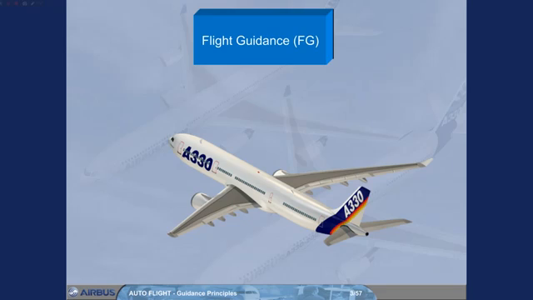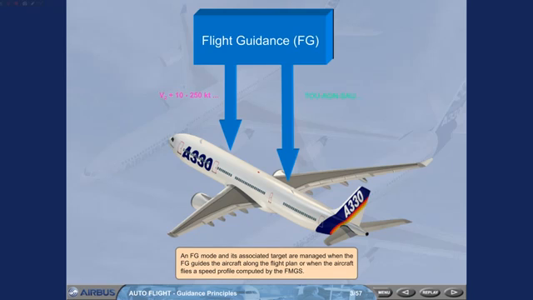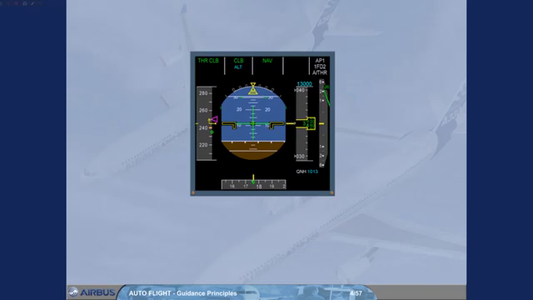An FG mode and its associated target are managed when the FG guides the aircraft along the flight plan or when the aircraft flies a speed profile computed by the FMGS. In this example, navigation mode is the managed lateral mode, which allows the FG to guide the aircraft along the lateral flight plan. Climb mode is the managed vertical mode, which guides the aircraft along the vertical flight plan.